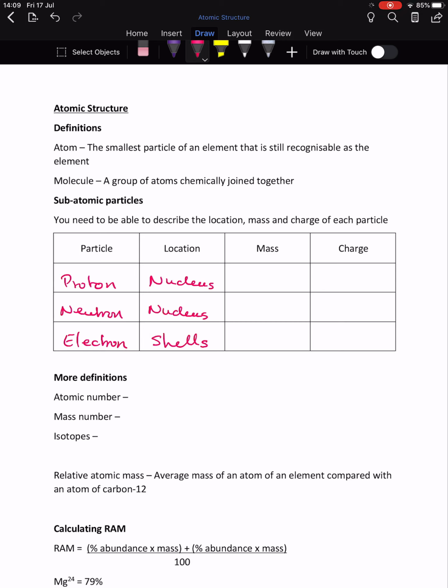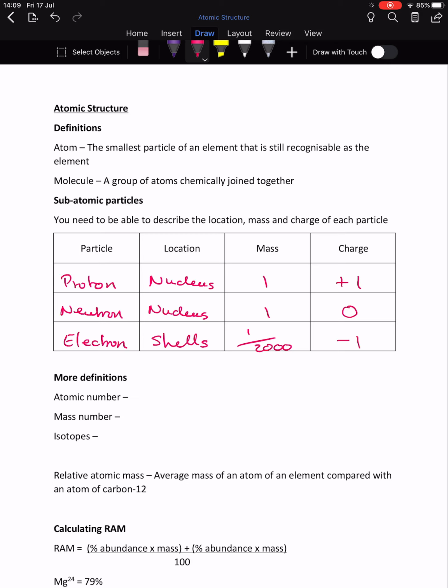A proton has a mass of 1, a neutron has a mass of 1, and an electron has a very, very tiny mass. We say 1 over 2000. You can also give this in decimal form. The charge of a proton is +1. The charge of a neutron is 0 or neutral. The charge of an electron is -1.